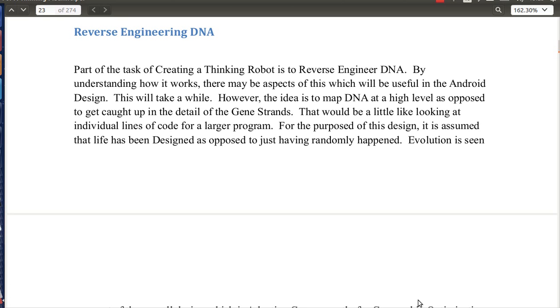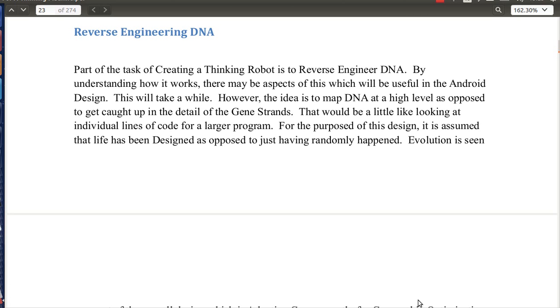I'm going to try and reverse engineer DNA into the high level components of it, as opposed to the specifics of how a cell reproduces. Cell reproduction itself is a fascinating topic, and there are some really great videos out there on it. But what one sees if one researches it is, when DNA copies itself, there are a lot of checks and balances that go on in the process of copying, and it's very sophisticated.